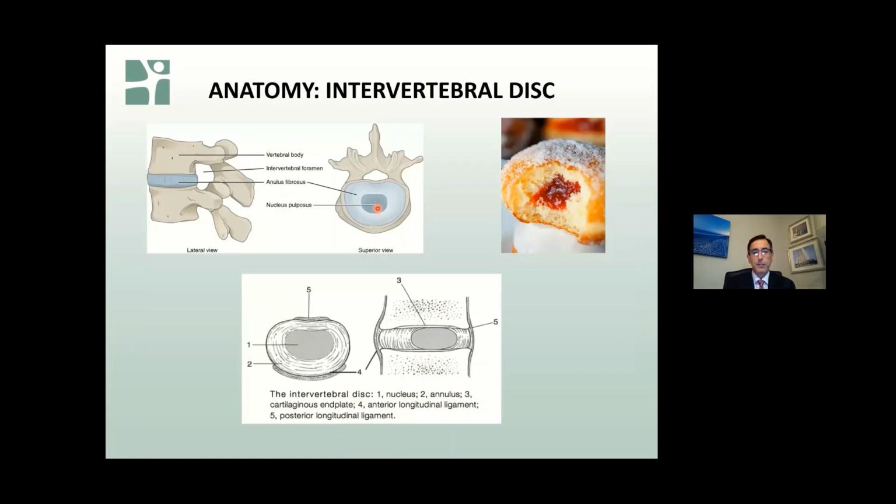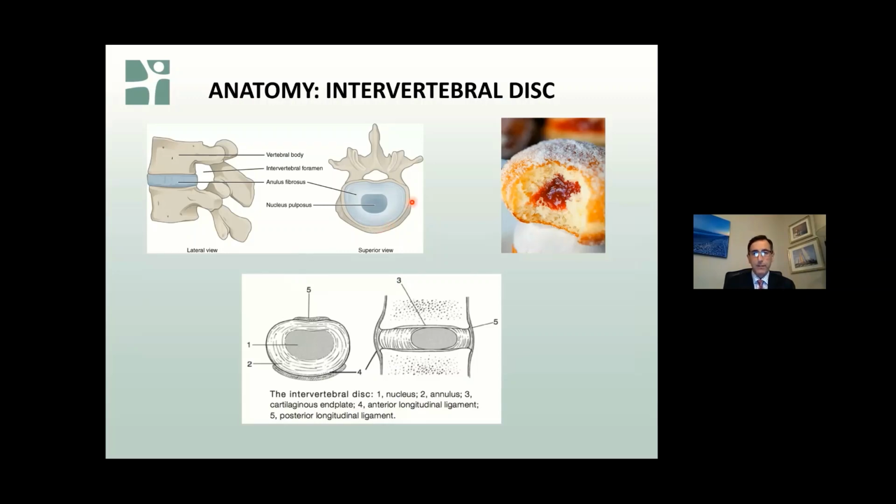So in terms of the disc, this is an important part of the discussion. The intervertebral disc is the cartilage joint between each two vertebral bodies. And it has essentially two parts. It has the annulus, which is the outer part, and the nucleus, which is the inner part. And it's all cartilage, but it's two different kinds of cartilage.